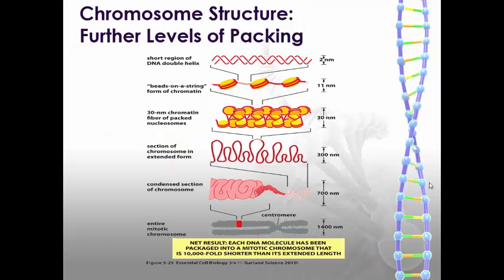Beyond the 30 nanometer fiber are several more levels of DNA folding that you can see highlighted on the slide above. Unfortunately, we still don't fully understand the mechanisms of the DNA folding beyond the 30 nanometer fiber. We understand that these folding patterns involve some loops and similar structures that we see in the beads on a string and the 30 nanometer fiber. But beyond that, we have not elucidated the true folding mechanisms.